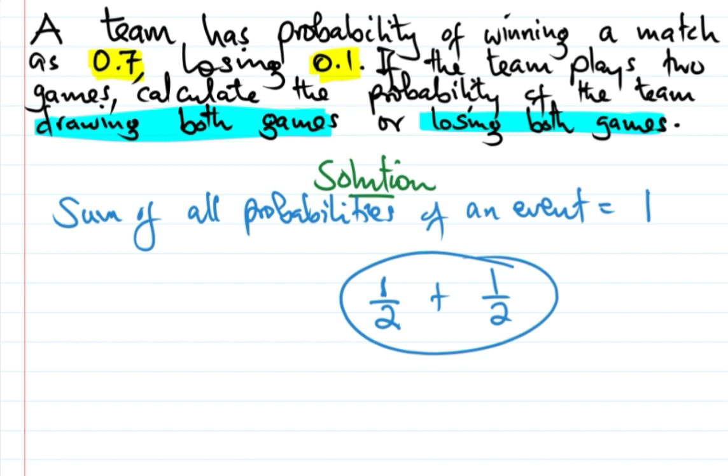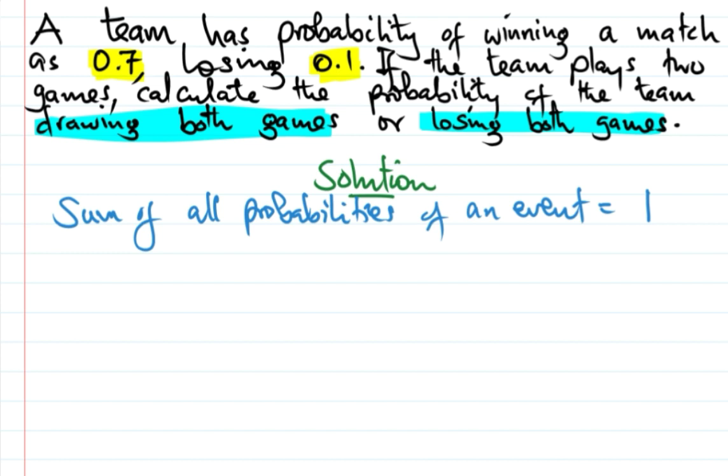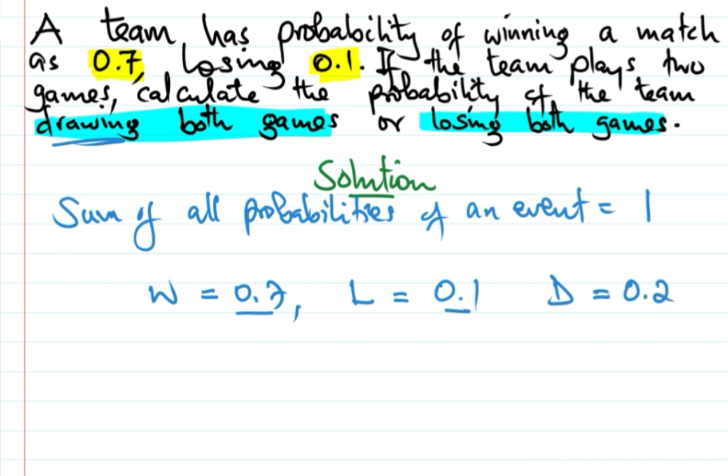So in this question, we have been given two probabilities. We have winning a game, which is 0.7, and we have losing a game, which is 0.1. If we add 0.7 and 0.1, the answer is 0.8. For it to reach 1, we need 0.2. And the game that remains here is a draw, according to the question. So drawing is 0.2, that's its probability.